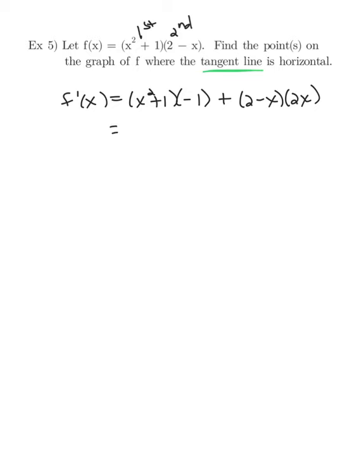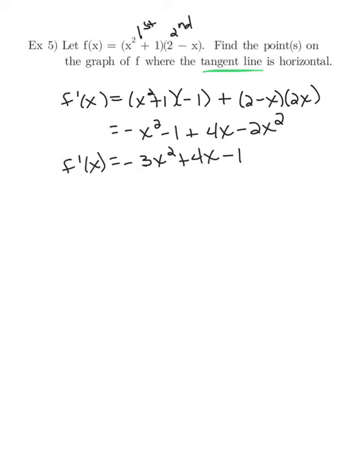Distribute your negative 1, you will have negative x squared minus 1. Distribute your 2x, you will have plus 4x minus 2x squared. Combine your like terms, you will have negative 3x squared plus 4x minus 1. So now this is our derivative, and we have been asked to find where the tangent lines would be horizontal.